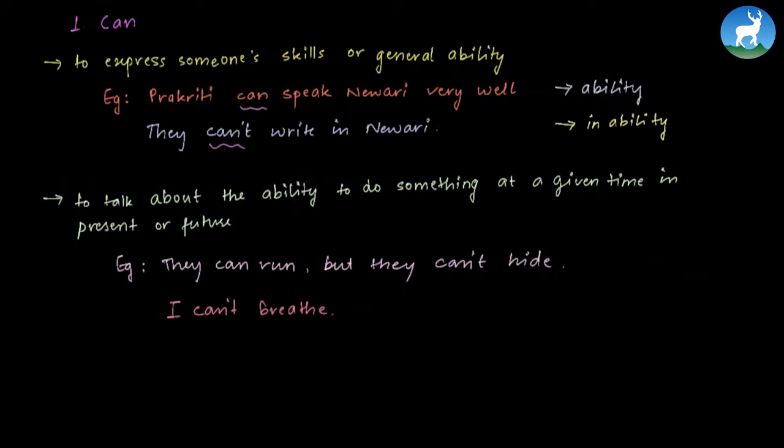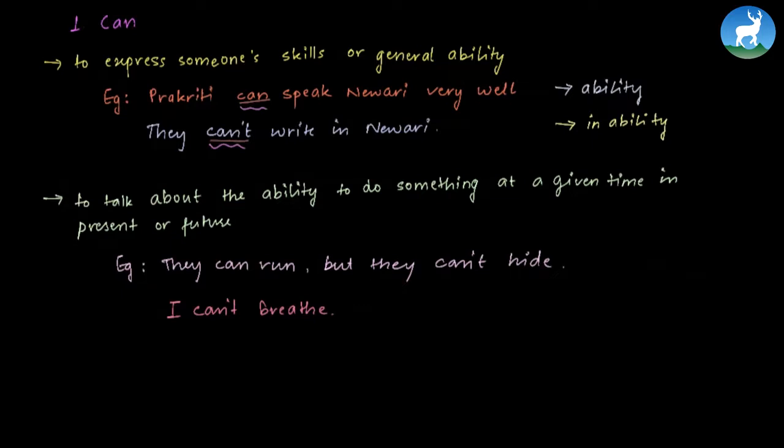We're using the positive modal verb can to show her ability, and we're again using a negative modal verb can't, which is written to show or express an inability of a group of people. So here's the second example stating that they can't write in Newari. So those people couldn't write in Newari? No. So they can't write in Newari.